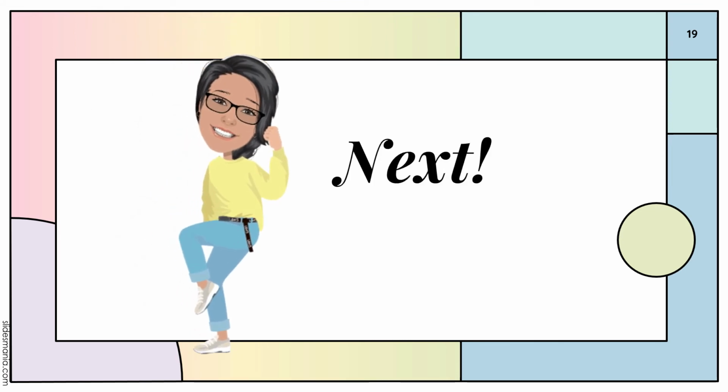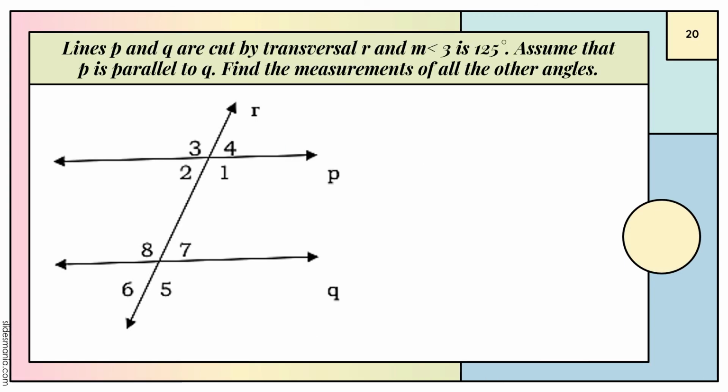Okay, so what do you think is the next? Of course, we have to apply what we have learned with computation. Okay, so let us have the following example. Lines P and Q are cut by transversal R, and the measurement of angle 3 is given, which is 125 degrees. Assume that P is parallel to Q. Find the measurements of all other angles.